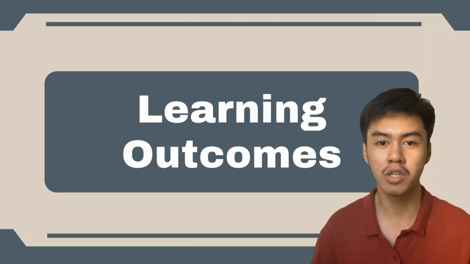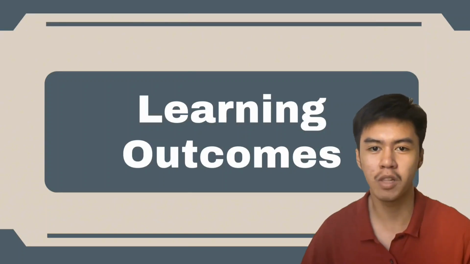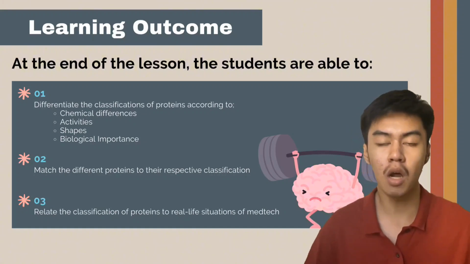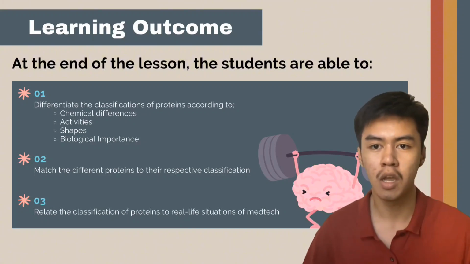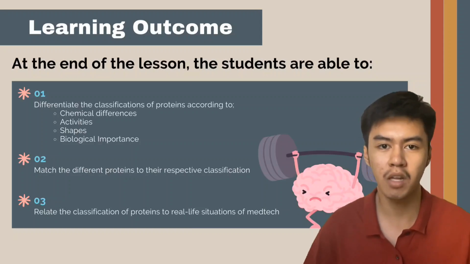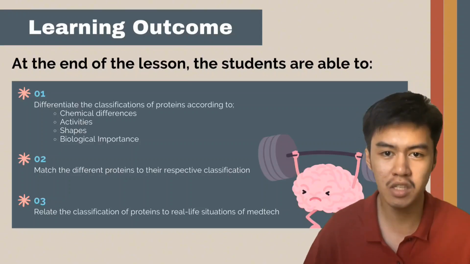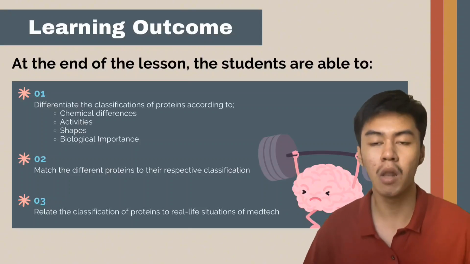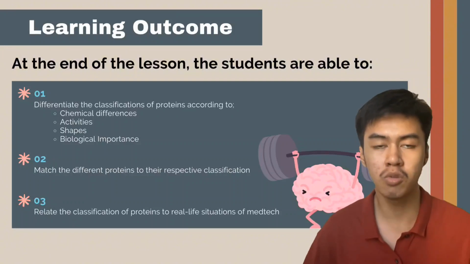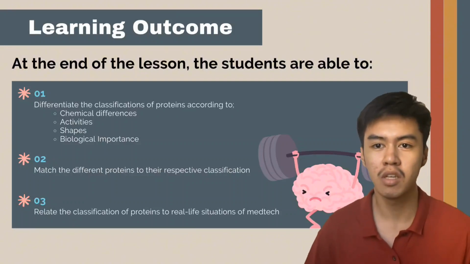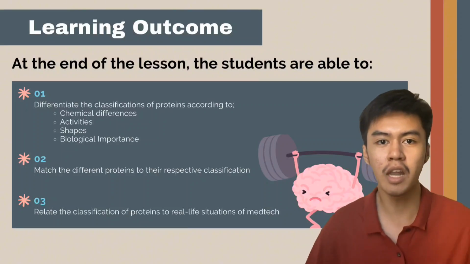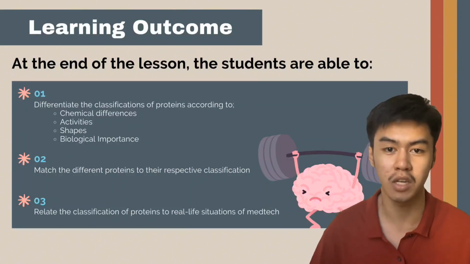For today's discussion, we hope to define the following learning outcomes. So, at the end of the lesson, the students are able to first differentiate the classifications of proteins according to chemical differences, activities, shapes, biological importance. Second, match the different proteins to their respective classifications. And third, relate the classifications of proteins to real life situations in medical technology.